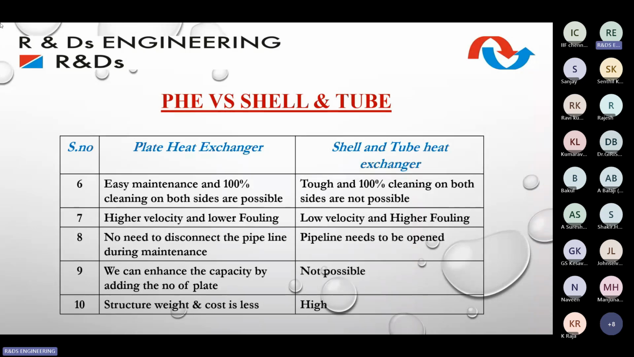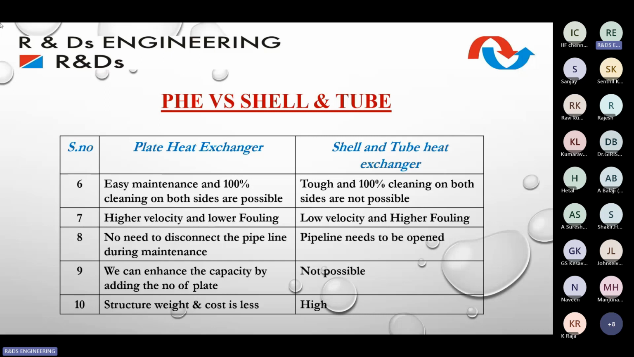And in terms of fouling, the plate heat exchanger fouling is very less because the velocity inside the channel is very high, which will not allow the substance to foul inside the heat exchanger; it will take a long time. Whereas in the shell and tube heat exchanger, the velocity inside is very low, which allows the substance to foul very fast.